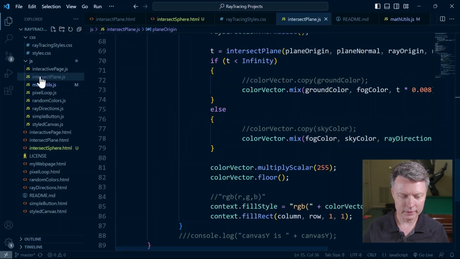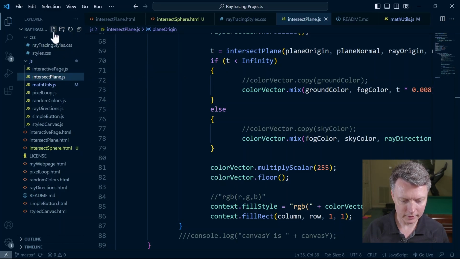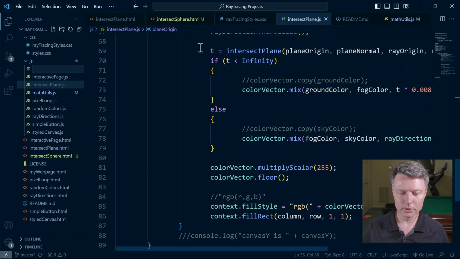And with that selected, intersect plane, let's create a new file in this JS file folder. So just make sure you can either click here or here. So if you click intersectPlane.js, that makes sure that you're in the right folder here. So we want it to be in the JS folder before you create a new file. So now go up to the file icon, and it's the little file with the plus symbol, and then click new file. We'll name this the same thing as intersectSphere.html, but we'll use a .js extension instead.